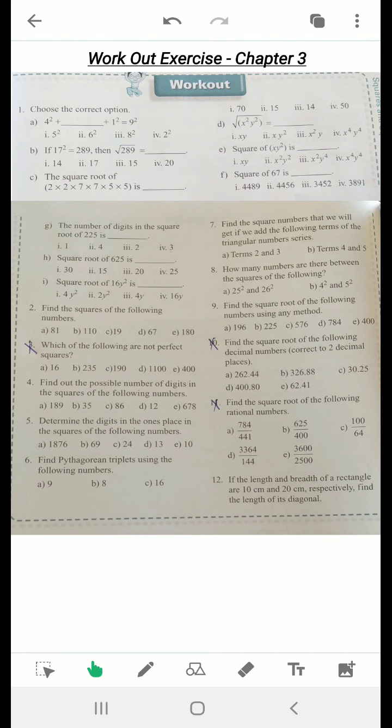Find the square root of the following number using any method. You can use any method as per your convenience, whatever method you think is easy, that you can use in this 9th question. And then the question number 12.